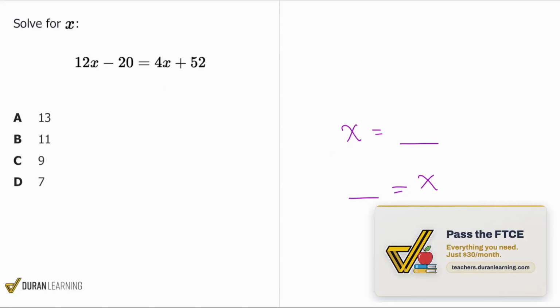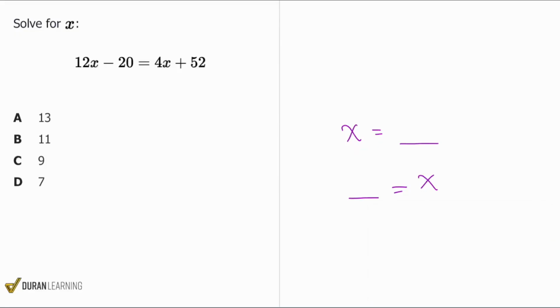Having that understanding tells me that I know what I need to do. I need to look at this and I need to say, hey, how can I get all of my variables on one side and all those numbers here on the other? That's what I want to do, because at the end of the day, x is going to be by itself. So here's how we're going to take care of this. I noticed that I have 12x on the left and 4x on the right.